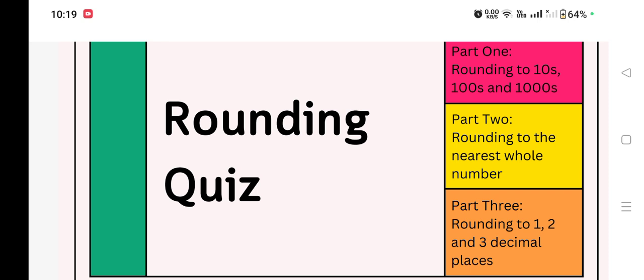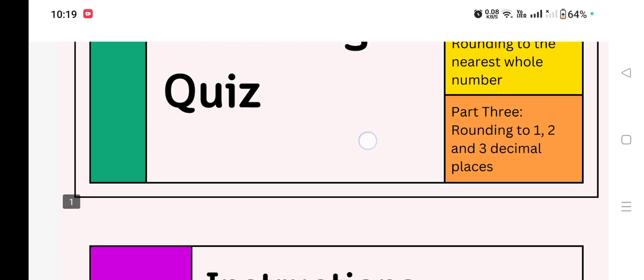So, in this video, we will read how to round to tens, hundreds and thousands. We will also study how to round to the nearest whole number and rounding off to 1, 2 or 3 decimal places. So let's start.